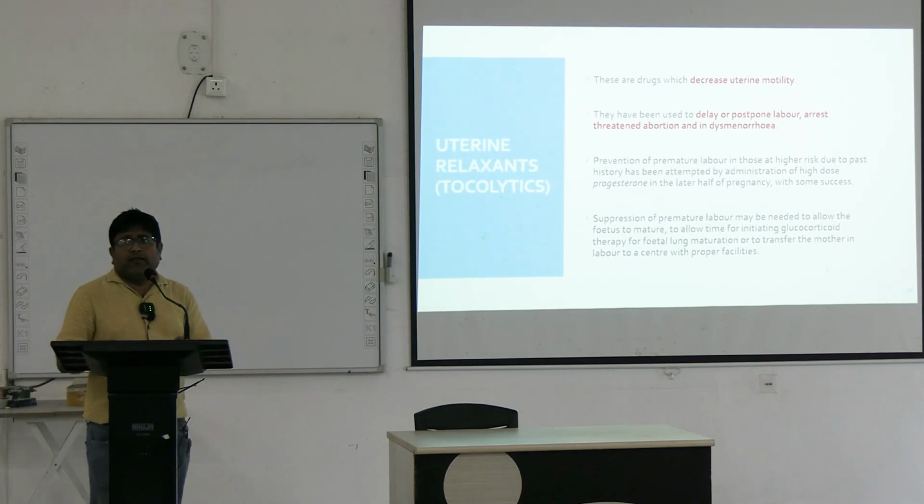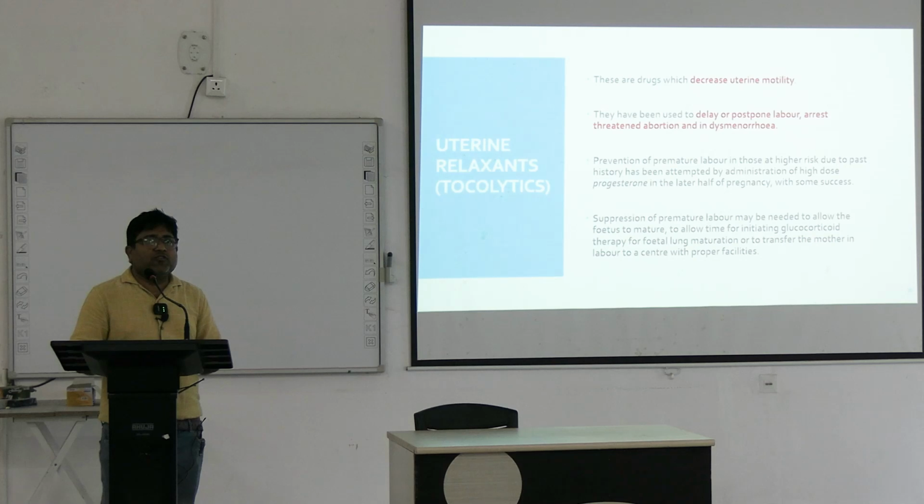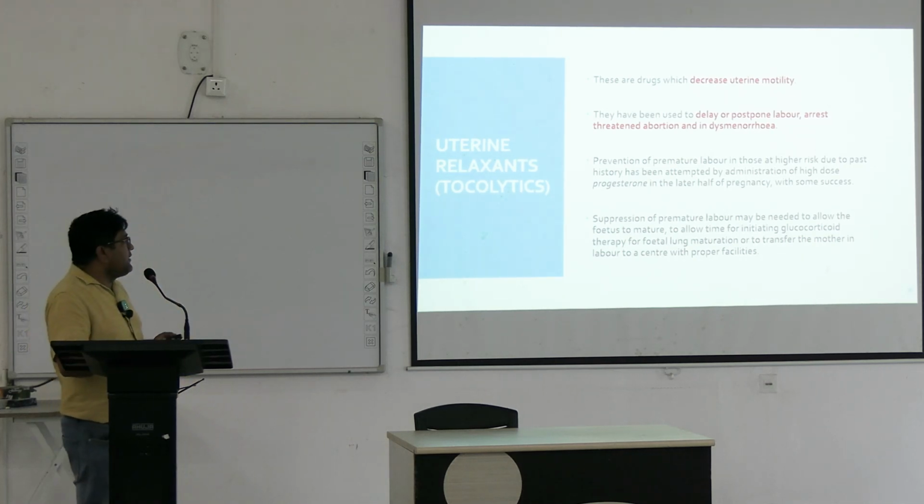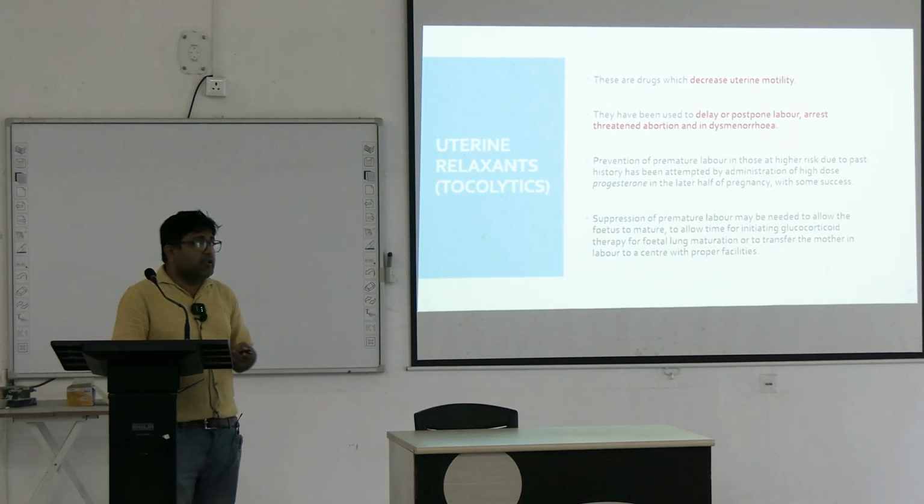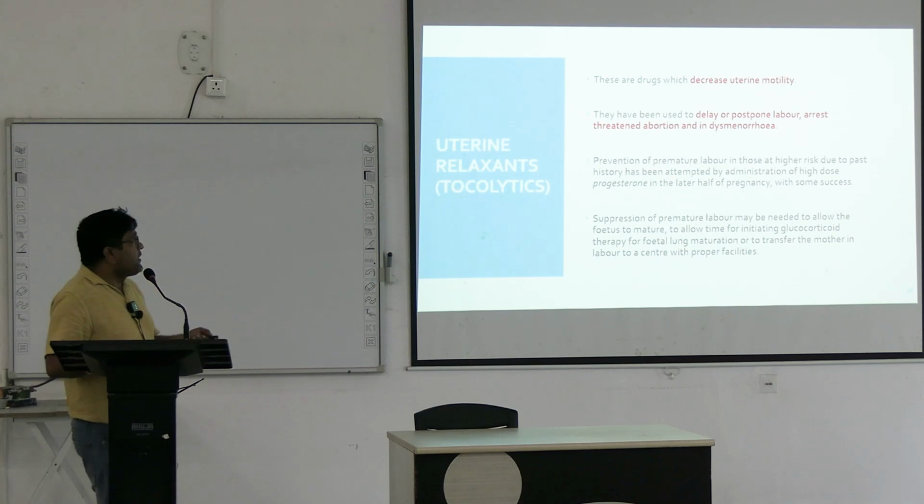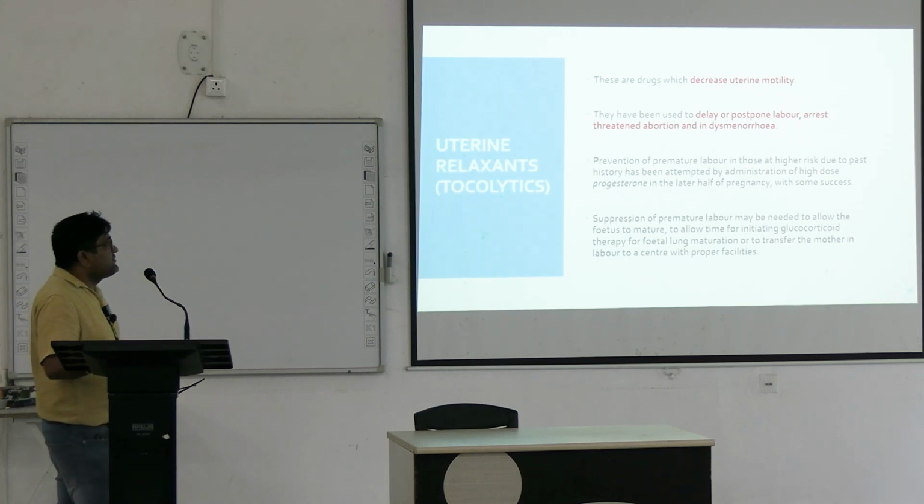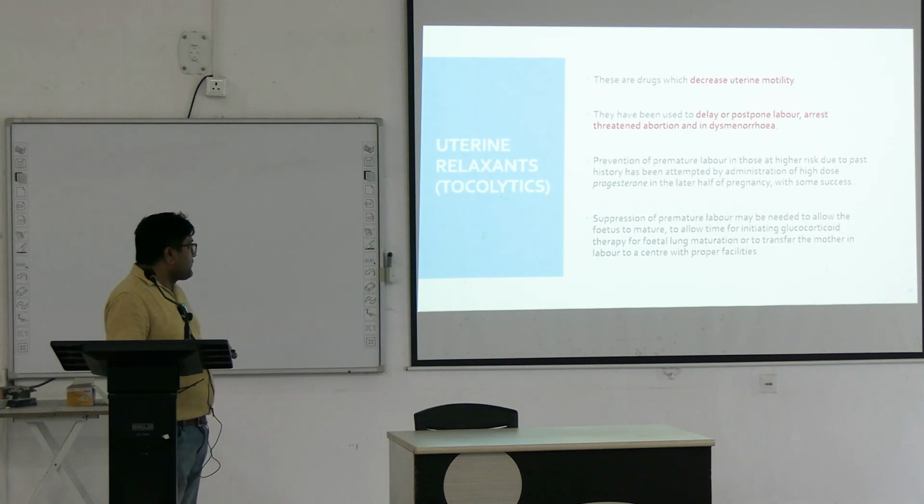Coming to the next topic, uterine relaxants. Uterine relaxants, also called tocolytics. They are used for inhibiting or decreasing uterine contractions, where they are used to delay or postpone the labor where required. They are used to arrest threatened abortion, and they are used in dysmenorrhea.